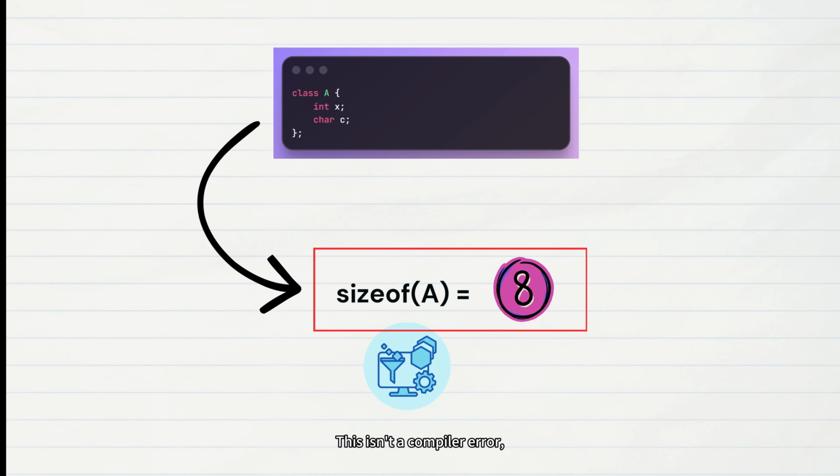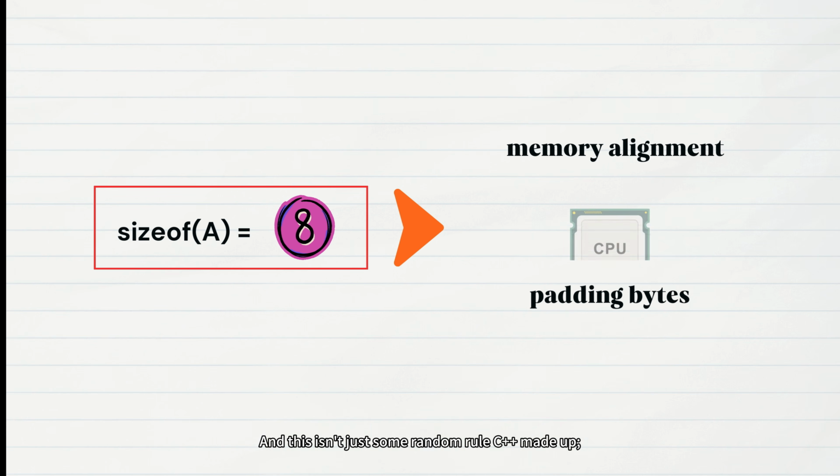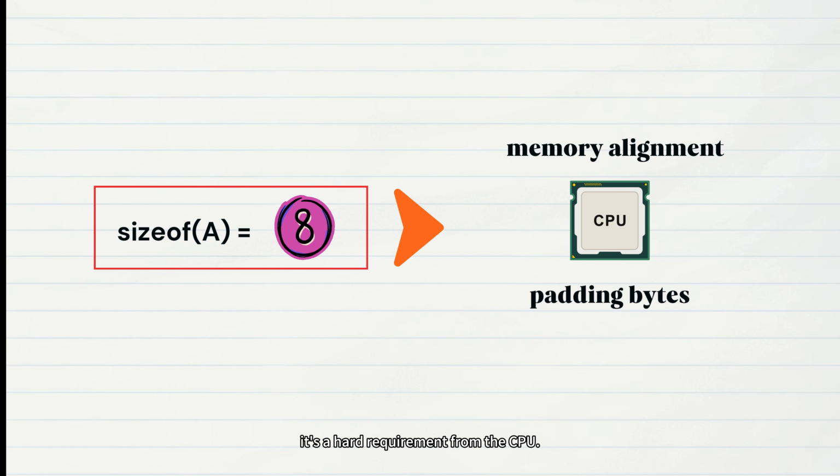This isn't a compiler error, nor is it memory waste. This is the core concept we need to understand first today: memory alignment and padding bytes. And this isn't just some random rule C++ made up. It's a hard requirement from the CPU.